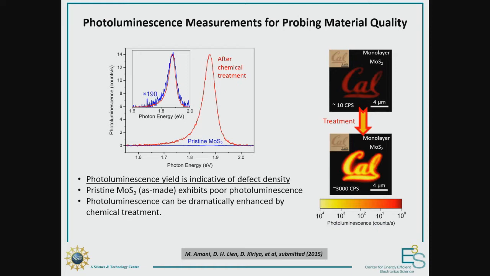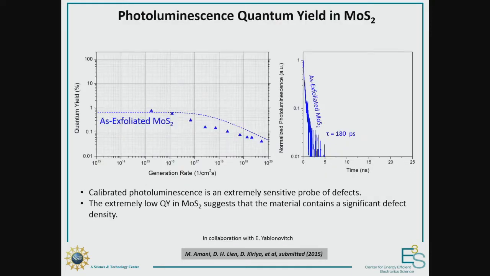And this is really clearly seen in the case of a monolayer that is patterned into three random letters, CAL. You can look at the photoluminescence map, and that's what you're looking at here. The color corresponds to the photoluminescence intensity that you're measuring. This is as made, and upon treatment, you can see that it's glowing. There's a dramatic enhancement in the photoluminescence.